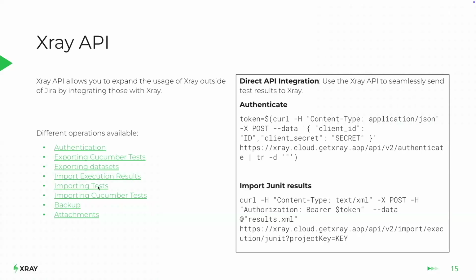You can import tests. This is usually used when you are shifting from another test management platform, where you export the tests from that platform and import them into Xray. It needs to be in a specific format, but it's fairly easy to do. You can also import Cucumber tests, and then you can work with backup and attachments. So this is in a nutshell. The Xray API will allow you to do a lot of other things in Xray.